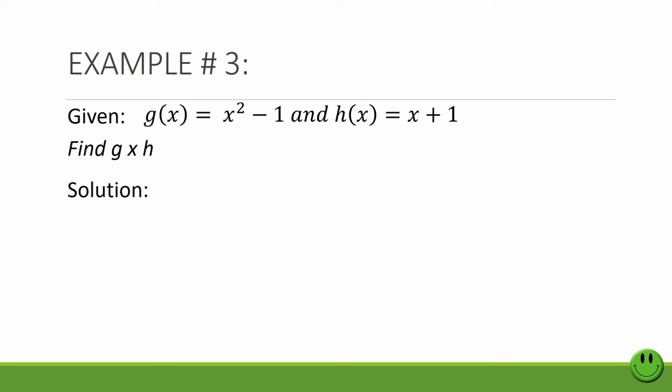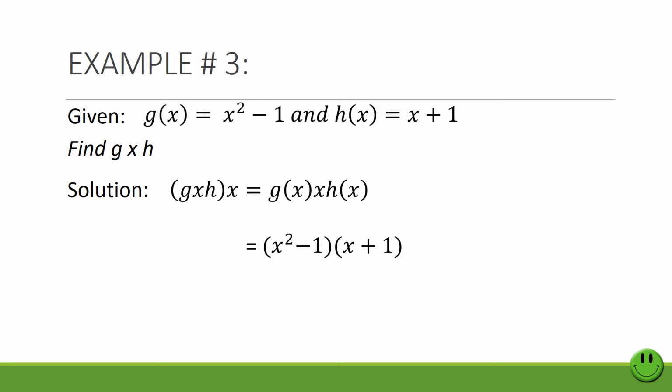Now let us have example number 3. Given g(x) equals x squared minus 1 and h(x) equals x plus 1. Find g times h. So the same for the solution, let's write first the equation. We have (g times h)(x) equals g(x) times h(x). And then substitute the values of the functions to the equation. So we have (x squared minus 1) times (x plus 1).